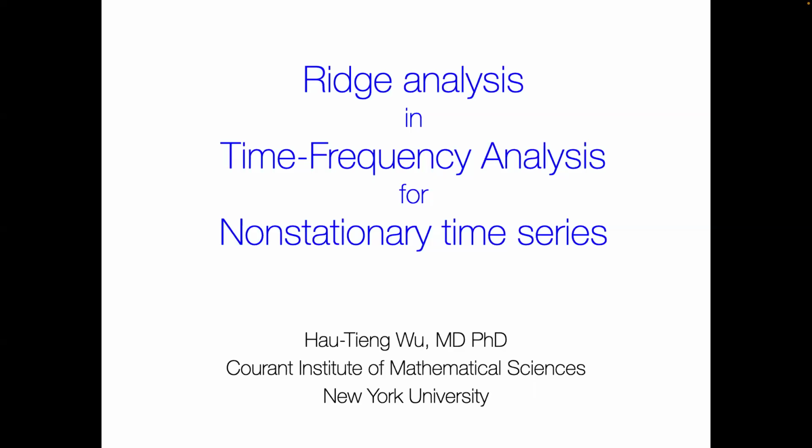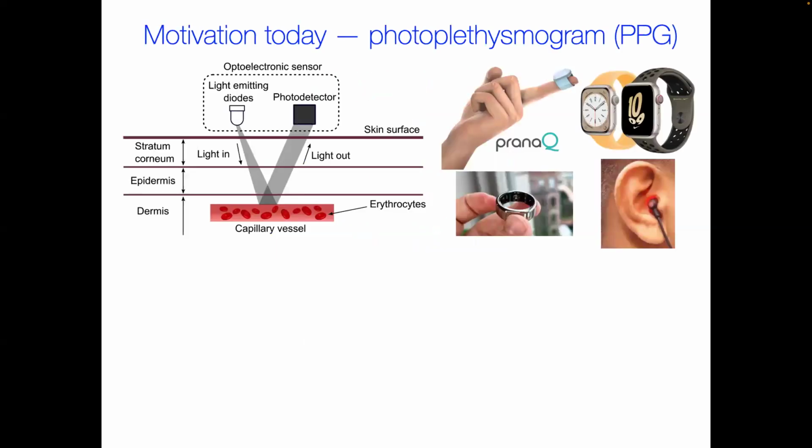So the topic is about time frequency analysis, and we want to do some ridge analysis. I'll explain why I do so, how to do it, and what we know so far. And there are many open problems here. So the motivation today is a type of biomedical signal called photoplethysmography. Photo means light. Plethysmo means volume. So it is a tool that uses light, for example, a light emission, to measure the amount of volume inside your finger.